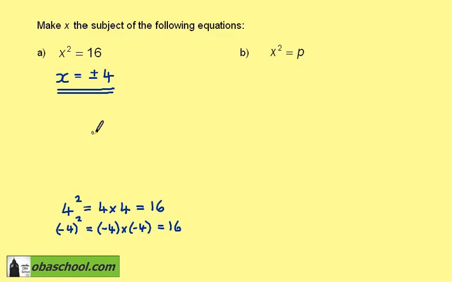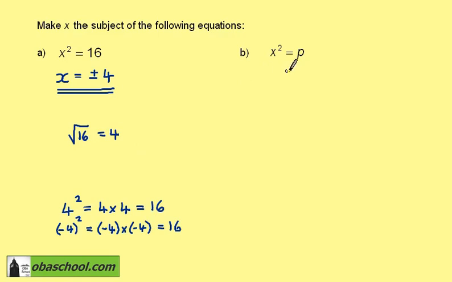Sometimes, when we're solving an equation, we know that x represents something like a length, which cannot be negative, and therefore 4 would be the only answer. However, generally, x squared equals 16 could either be plus or minus 4. Note here that the square root of 16 is equal to 4.